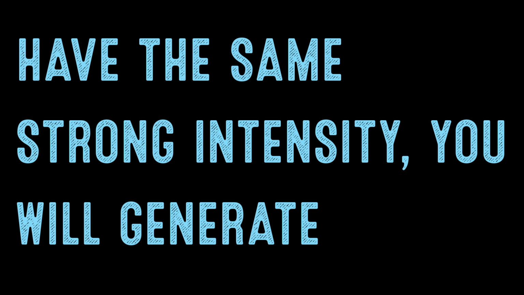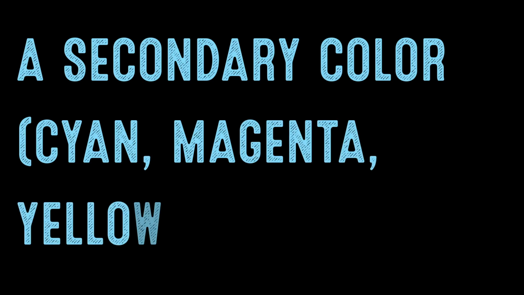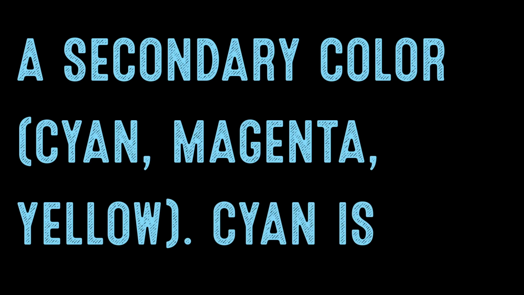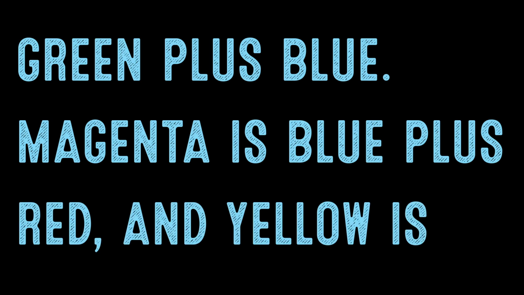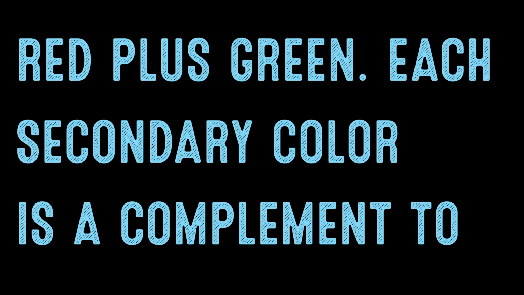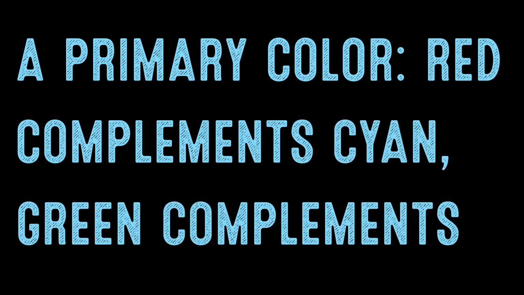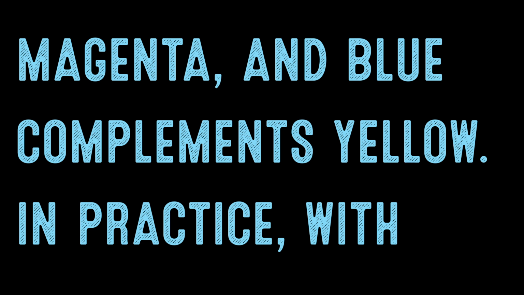When two components have the same strong intensity, you will generate a secondary color: cyan, magenta, yellow. Cyan is green plus blue, magenta is blue plus red, and yellow is red plus green. Each secondary color is a complement to a primary color. Red complements cyan, green complements magenta, and blue complements yellow.